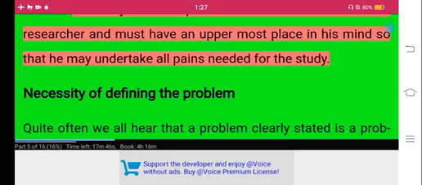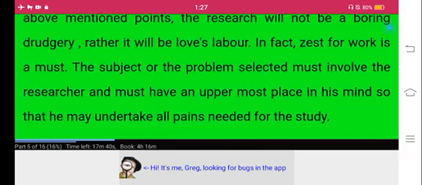The subject or the problem selected must involve the researcher and must have an uppermost place in his mind so that he may undertake all pains needed for the study. Necessity of defining the problem.